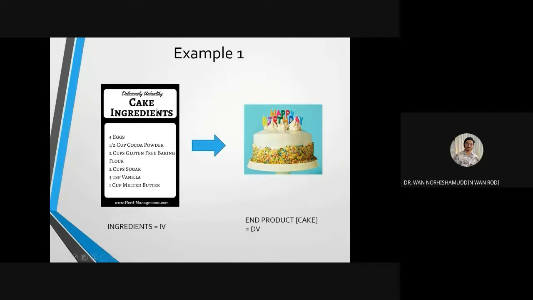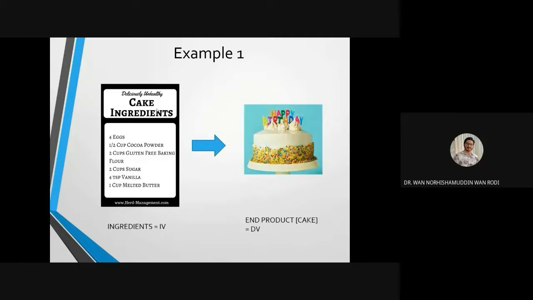So in the context of sensitivity analysis, first things first, you need to identify which one is the independent variables and which one is the dependent variables. So in this context, the cake ingredients are the independent variables. Apart from that, our end product, the cake, is considered the dependent variable. So in sensitivity analysis, what we are trying to look at is the relationship between independent variables and dependent variables, whether the dependent variable is sensitive to any changes in independent variables.